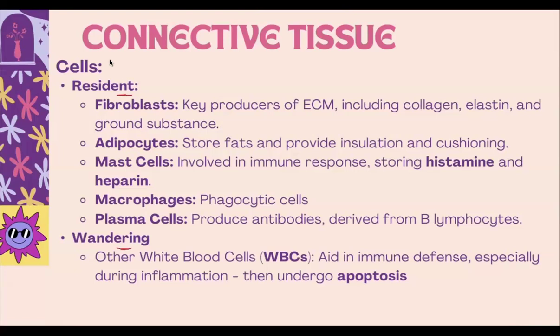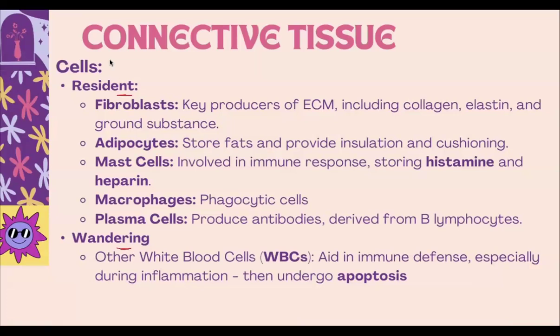Then you have mast cells. Mast cells are involved in immune responses. We'll get into it. And then you have macrophages. Now, macrophages are technically kind of in both. And these are resident cells. They'll stay in the location of the connective tissue they were assigned to. And then you have plasma cells. These are the ones that are producing antibodies. Again, these will all stay in their location.